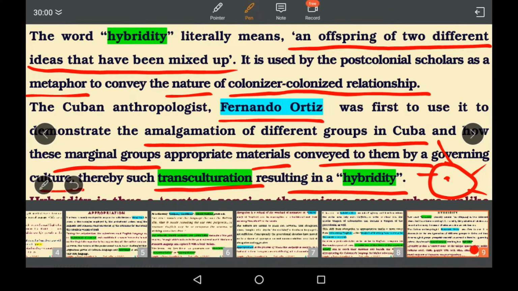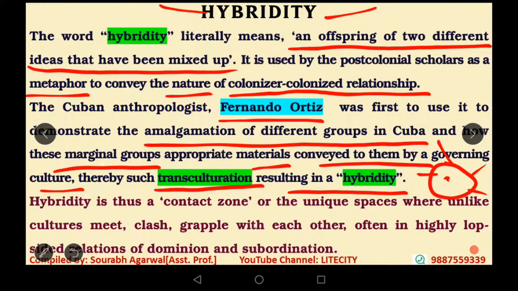Hybridity is a contact zone, a contact between a liminal layer, a contact between two different spheres, a unique space where unlike cultures, the native and the foreign culture, meet, clash, and grapple with each other, often in highly lopsided relations of domination and subordination. For a long time, this meeting, this clash meant that the colonizer had a heavy hand. The colonizer was able to dominate and in some cases completely wipe out the colonized culture.